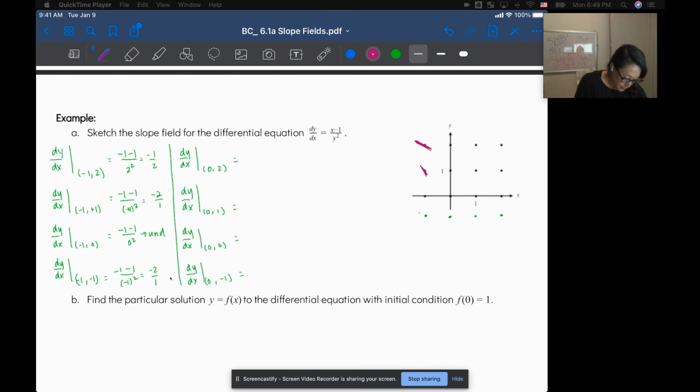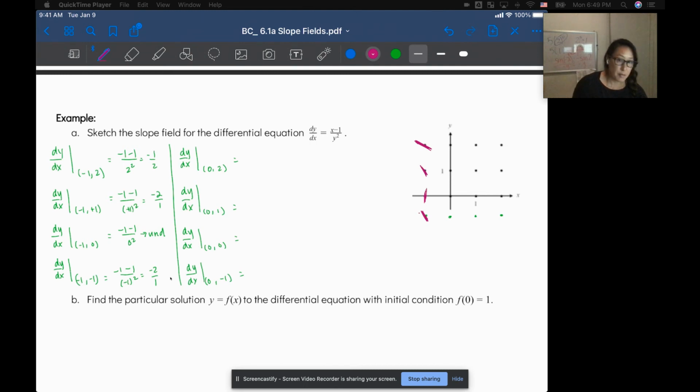Okay, a slope of undefined, since it's negative something over 0, I am going to write a vertical line, okay? And then a slope of -2 again. So it should match like that.